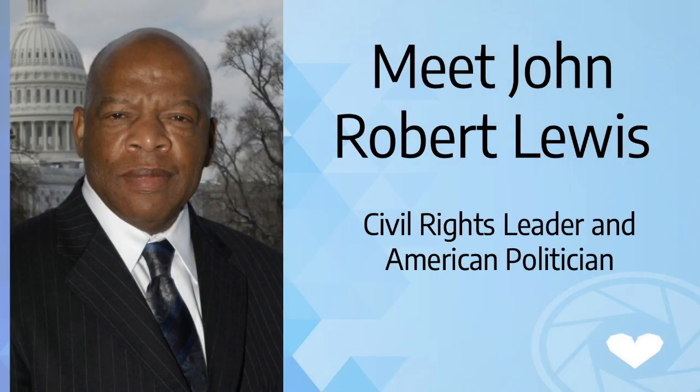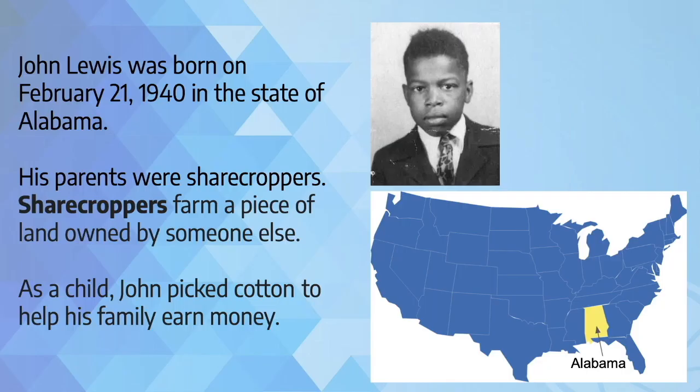Meet John Robert Lewis, civil rights leader and American politician. John Lewis was born on February 21, 1940, in the state of Alabama. His parents were sharecroppers. Sharecroppers farm a piece of land owned by someone else. As a child, John picked cotton to help his family earn money.